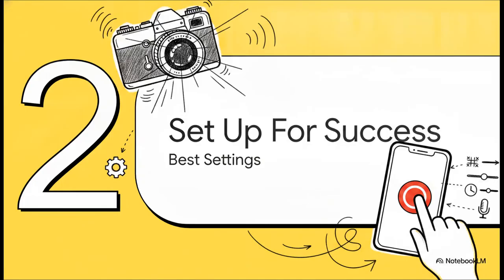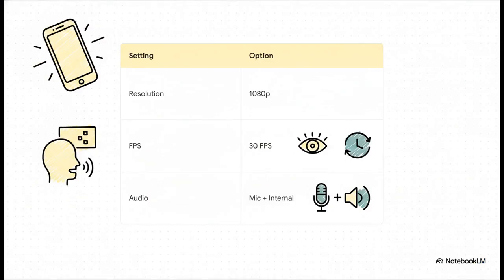Moving right along to Section 2, Set Up for Success. To guarantee a professional result, you need a very specific combination of settings, kind of like meticulously preparing a camera for a high-end photo shoot. For things like MBBS teaching materials or official presentations, you absolutely want your resolution set to 1080p Full HD. Next, lock your frame rate to a smooth 30 frames per second. And for your audio source, you want both the microphone and internal audio selected.